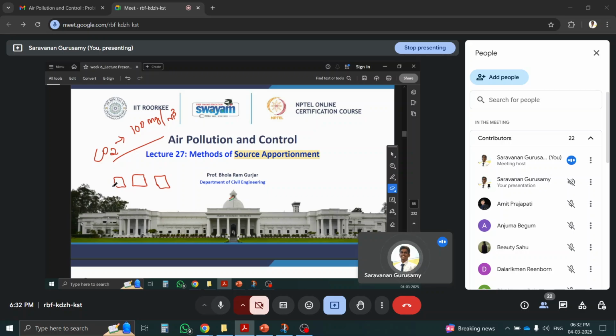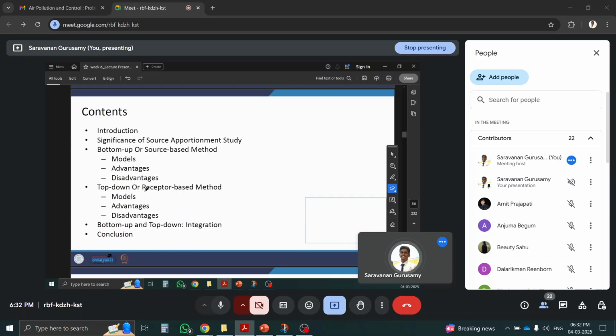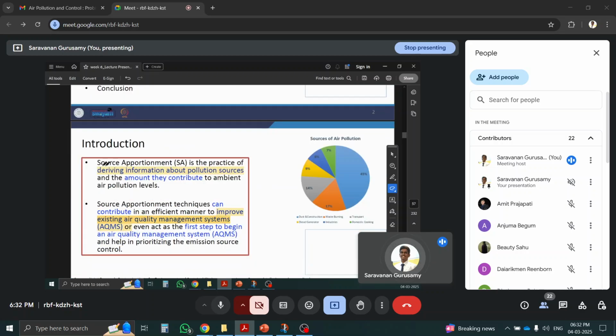That and all we can use to find which source is emitting this much pollutant. We can give like 20% is from industries, 10% is from landfills, and 60% is from vehicles. So you can also give, and for each industry also you can give this apportionment. So that's the basics. Source apportionment is the practice of deriving information about pollutant sources. Which source? That's what this is.